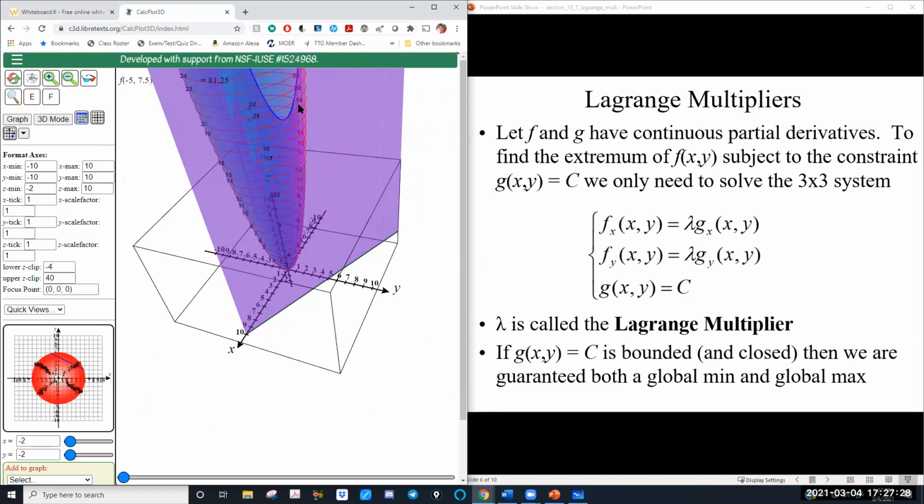An example of a closed bounded constraint would be if you have a circle or an ellipse. Those are closed and bounded. You would be guaranteed both a max and a min, very similar to the one that we looked at on Tuesday.